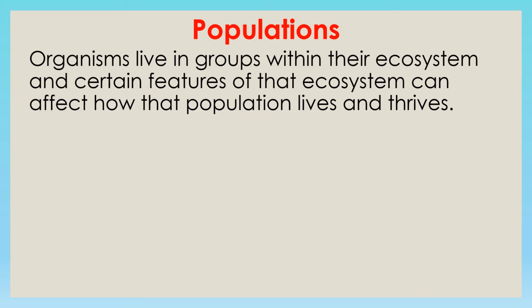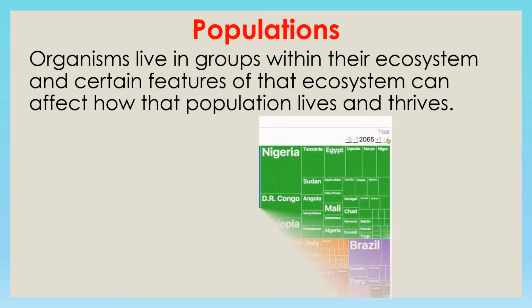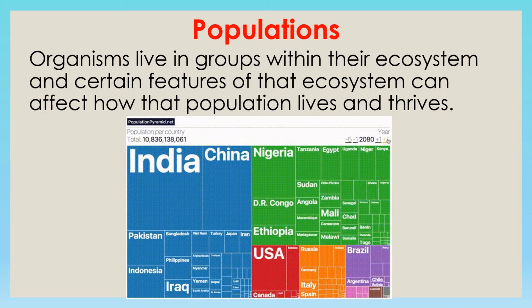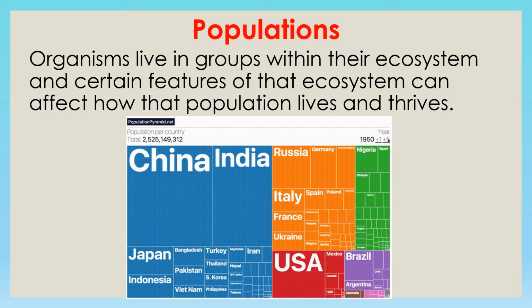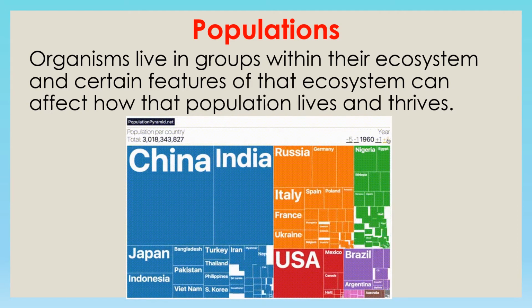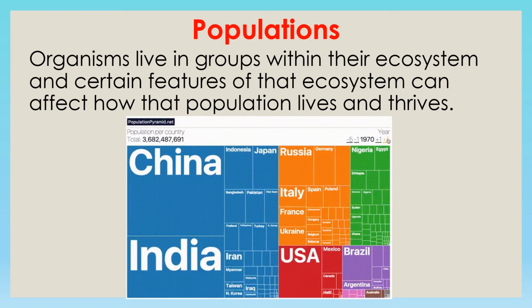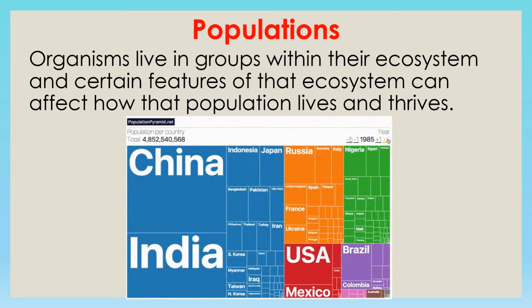Another important factor in the ecosystem is population. It means organisms live in groups within their ecosystem, and certain features of that ecosystem can affect how that population lives and thrives. So as you look at this picture, when we consider human population, this is how rapidly human population increases and decreases by seconds.